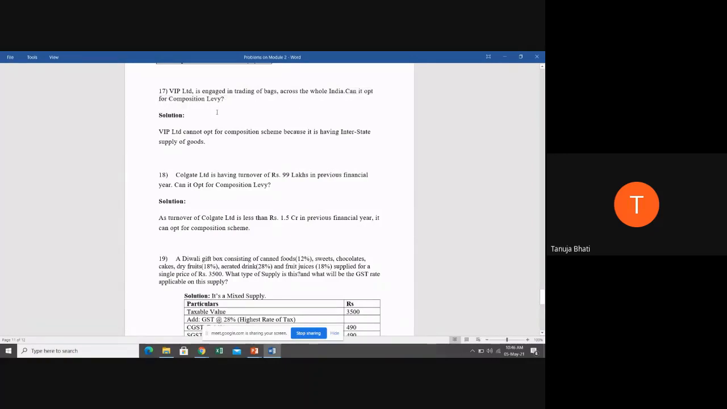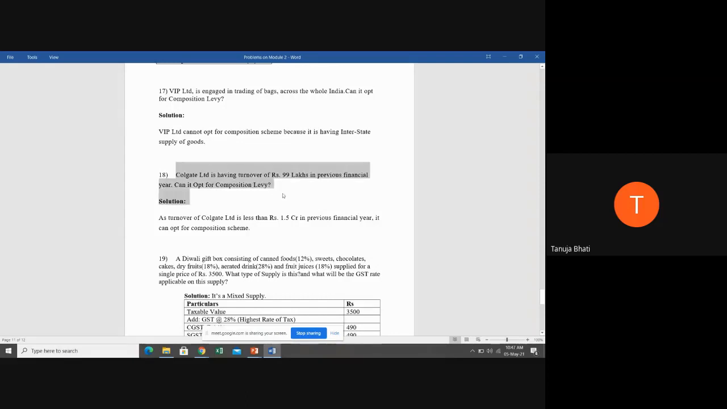So students, when we learn under section 10 under composition levy, any person who is doing an interstate transaction of goods and services cannot opt for composition levy. Composition levy is applicable only to those whose turnover is below the prescribed limit, that is 1.5 crores, and who are doing intrastate transaction and not interstate transaction. Therefore, the solution: VIP Limited cannot opt for composition scheme because it is having interstate supply of goods.